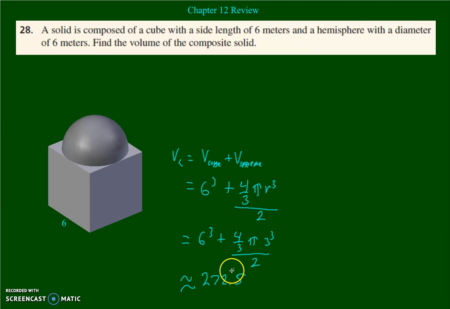329.1, and that's because the author neglected to divide the volume of the sphere by 2. They put in the entire sphere and not half of the sphere. So the actual volume is 272.5. All right, let's move on to problem 29.